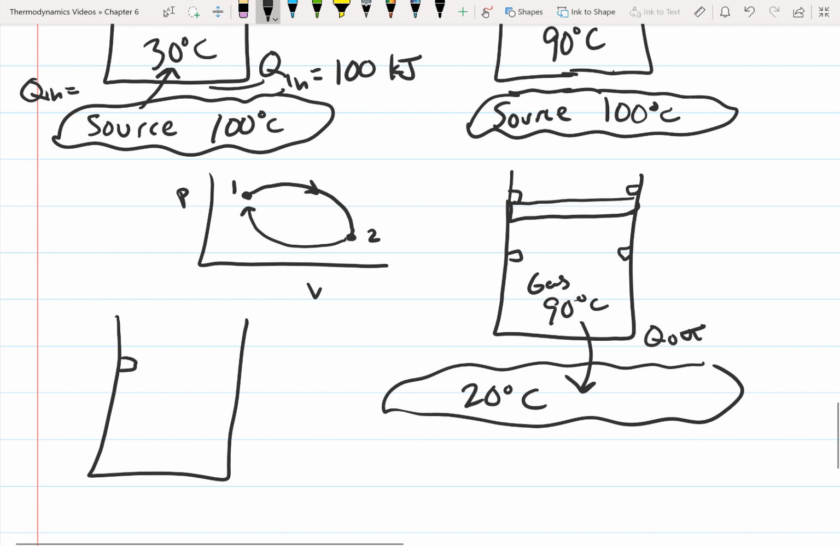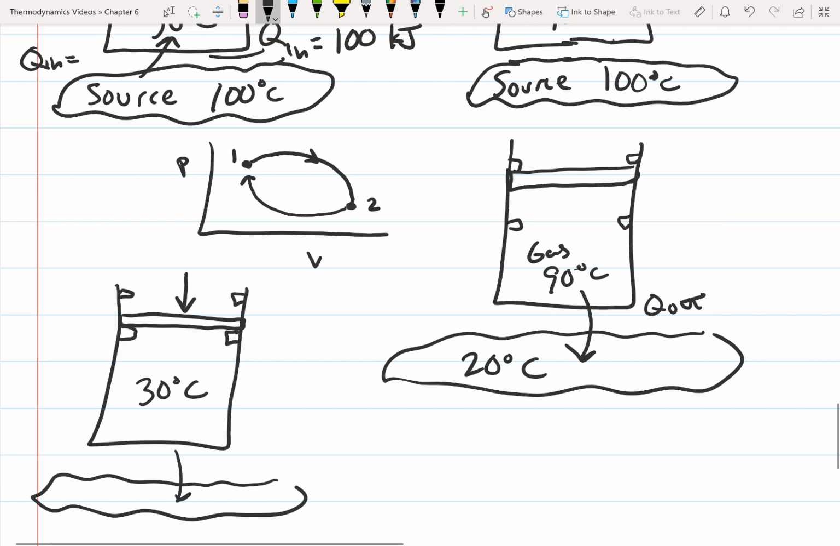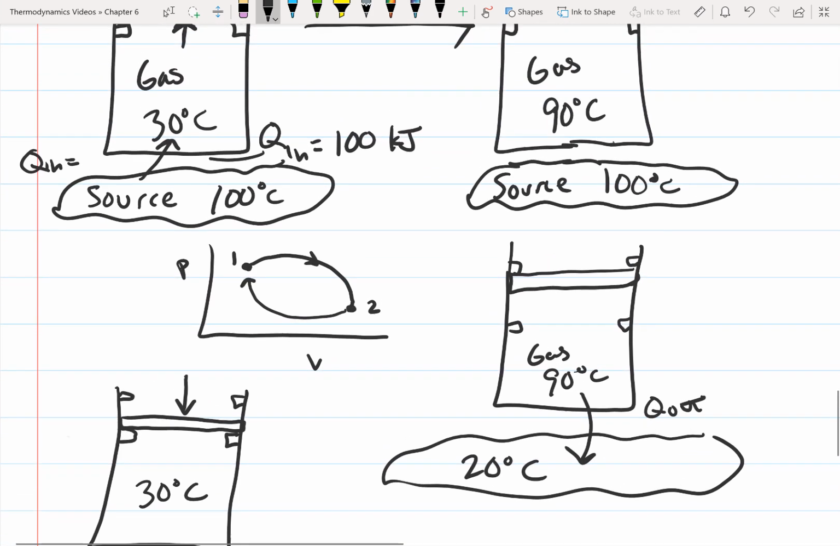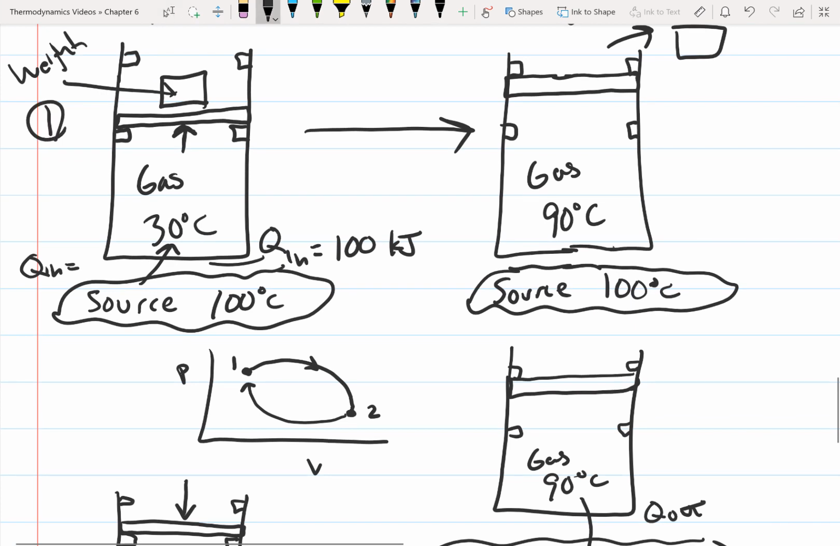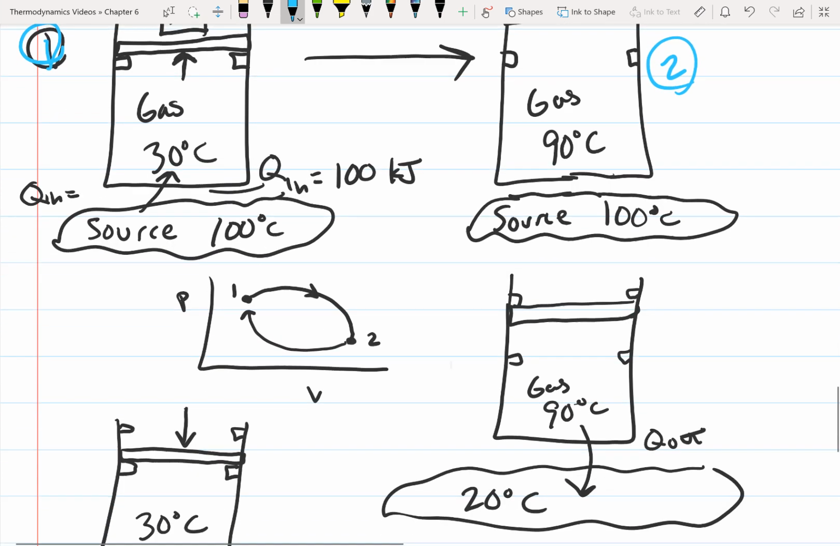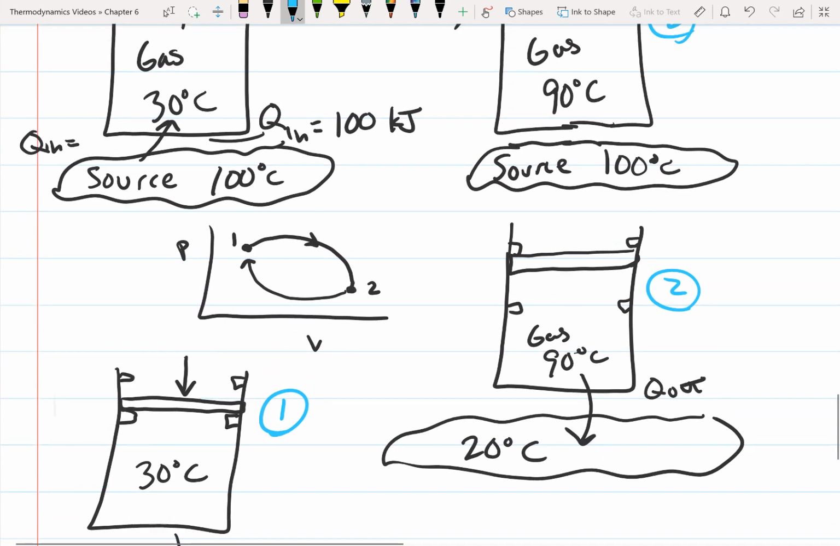and we're going to be able to return this gas back to the 30 degrees Celsius. Volume is going to decrease, and so after we transfer the heat out, this gas is going to return back to the 30 degrees Celsius. And now we've completed our cycle. So if we go back up and look at where we started, so let's say this is 1, this is 2, and then this is still 2, and then this comes back to 1. So we've completed our cycle.